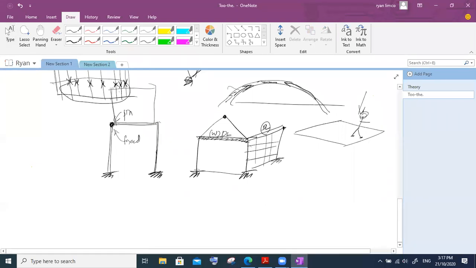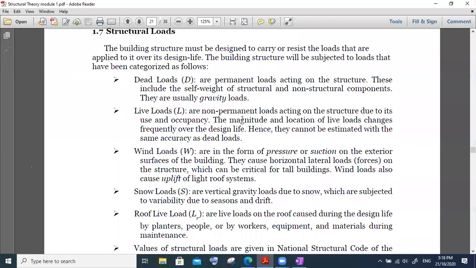Pwedeng nandito ka, or bukas nandito, o mamaya-maya nandito ka na naman, palipat-lipat ka, so live load ka. Yung office table mo, andyan siya, pwedeng nandito siya bukas, nandyan siya bukas, live load siya. So, hindi siya permanent load.